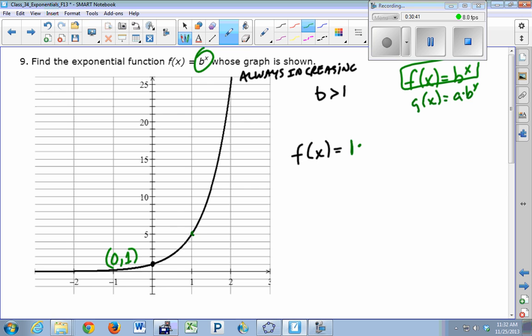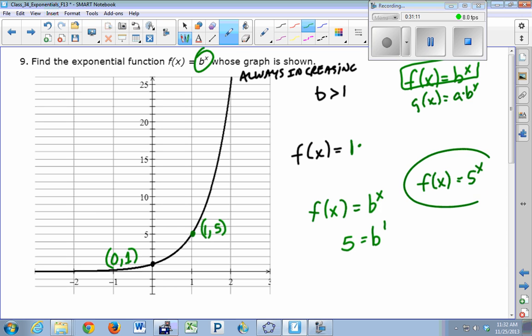When x is 1, your output is 5, right? So if you didn't know how to figure out that it's 5 to the x, you could go back to your basic formula. And just like you always do, you plug in the point that you know. You know that when x is 1, your output value, f of 1, is 5. So that tells you b is equal to 5. So here is your function, 5 to the x.